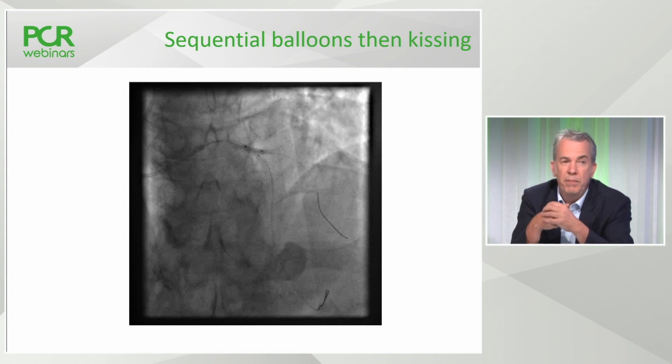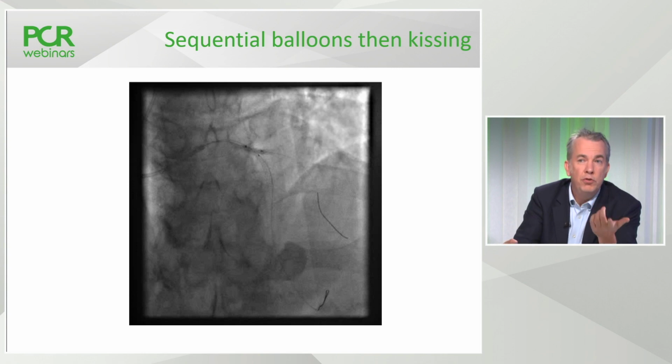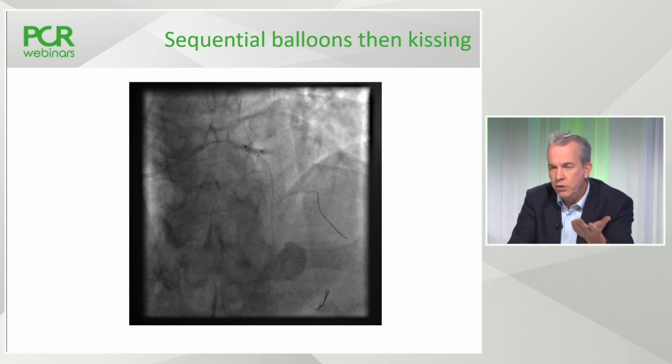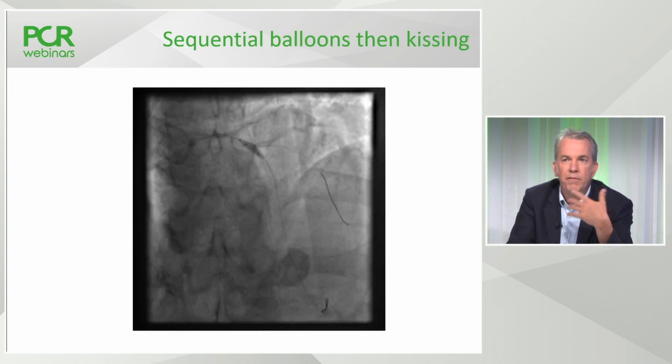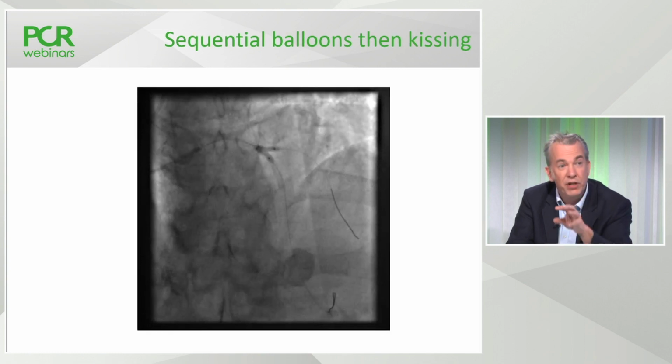And that usually means high pressure. So a correctly sized balloon to high pressure, and you do it sequentially. It doesn't matter which first, perhaps side branch to high pressure, main branch to high pressure, and then finally kissing for the inflation at lower pressure.